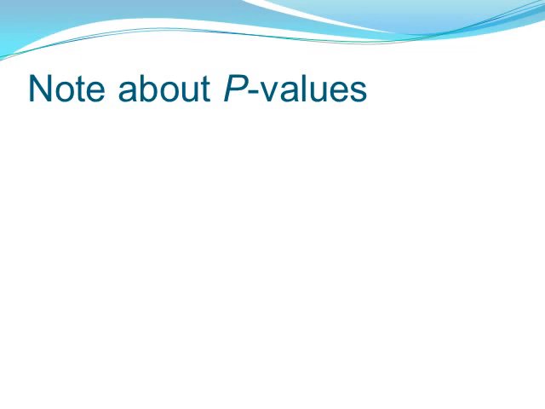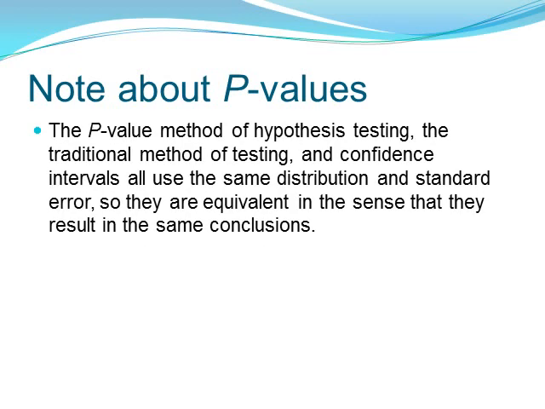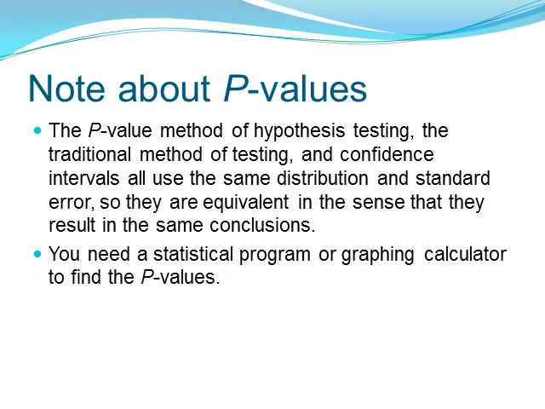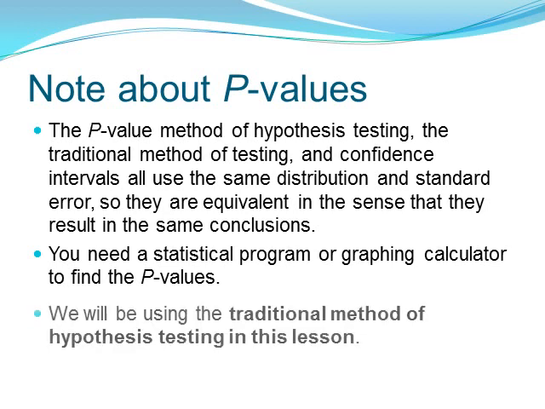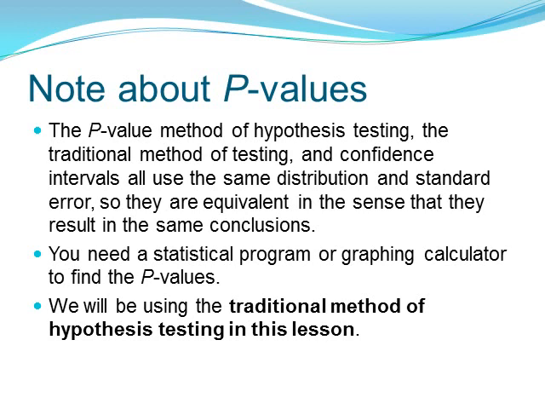Now, typically we've been using p-values for our hypothesis tests. The p-value method of hypothesis testing, the traditional method, and confidence intervals all use the same distribution and standard error, so they are equivalent in the sense that they result in the same conclusions. In order to look up p-values for this type of hypothesis test, you need a statistical program or graphing calculator. So we're going to assume that we're not working with technology like that, and we'll be using the traditional method of hypothesis testing.